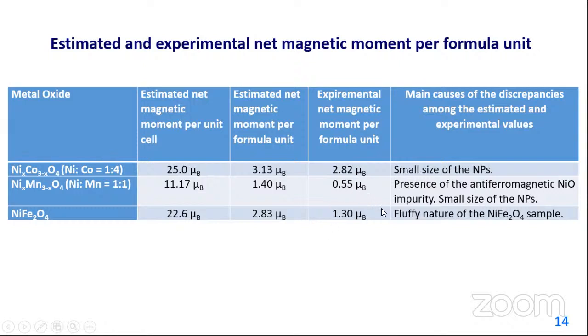So you have to investigate all those reasons and prepare the samples using other techniques, not solution combustion. What we are expecting is that the nature of this floppy material is the cause for such a low magnetic moment compared with the theoretical value.